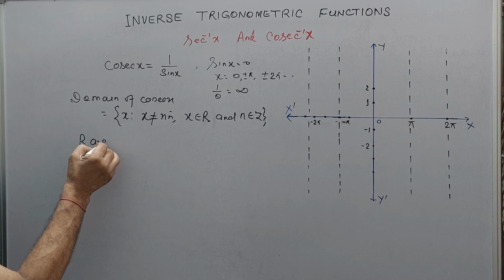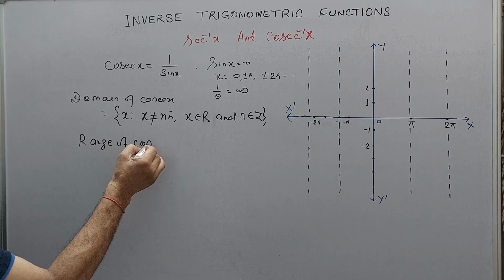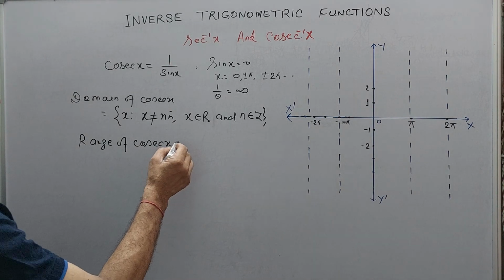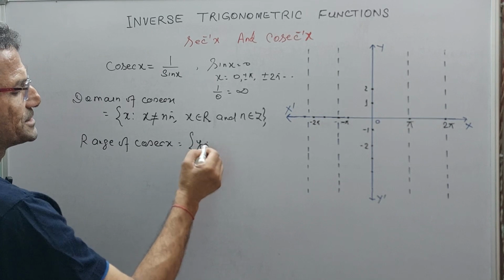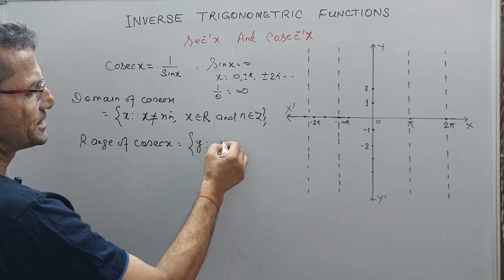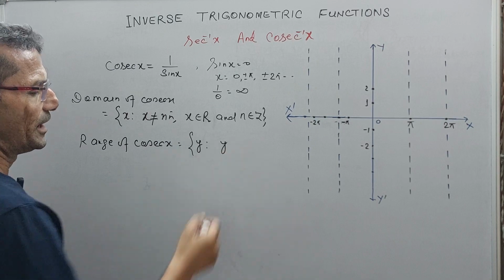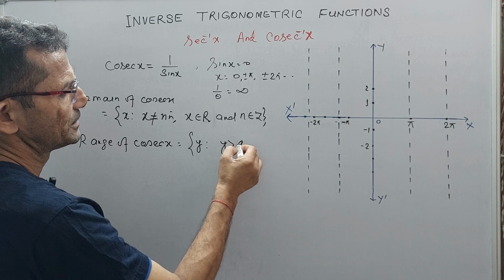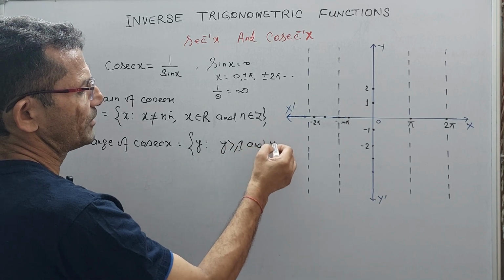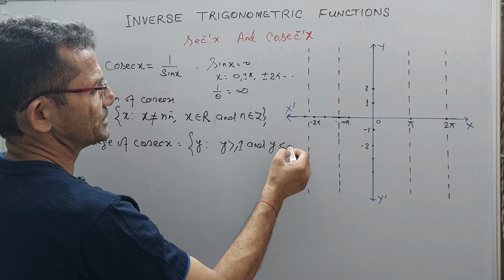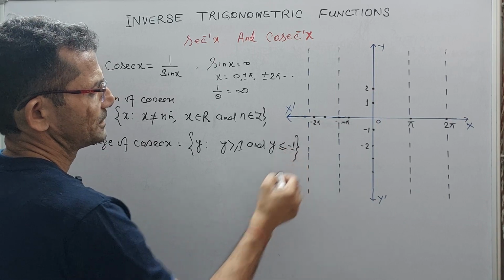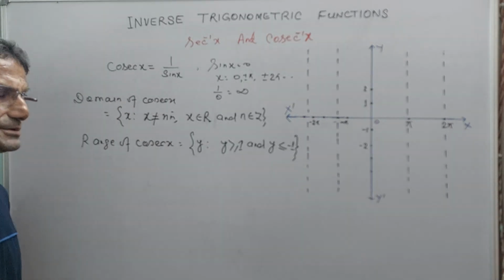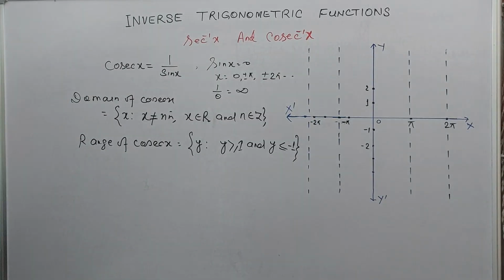Now here the range of cosec x will be y such that y is a real number and y should be greater or equal to 1 and y should be less or equal to minus 1. So this will be the range of cosec x. Also we can say that it is also the codomain of the cosec x.